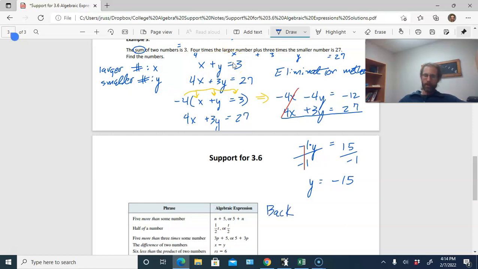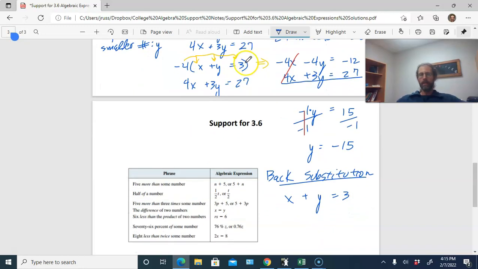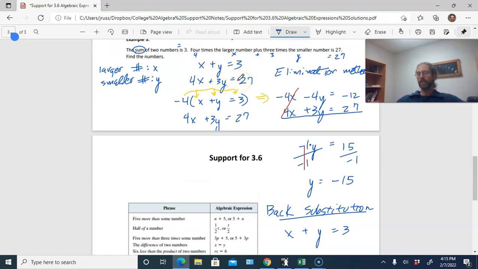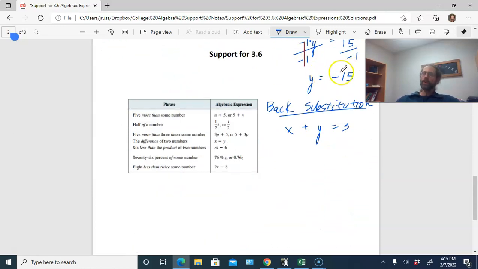And we do what's called back substitution. That means you're going to take that first equation and rewrite it. You could use the second equation, it doesn't matter. You'll get the same value for x. Since we now know the value of y, negative 15, we can take negative 15 and plug it into that y. If we do that, we'll have x plus negative 15 equals 3. Now we can solve for x. That's how we find that other variable.